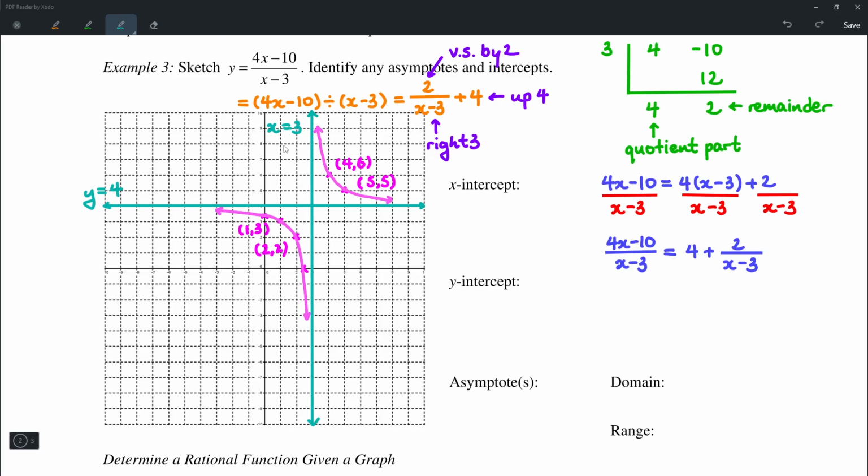Okay, so go ahead and write this here. And we have the corresponding domain and range of this graph.